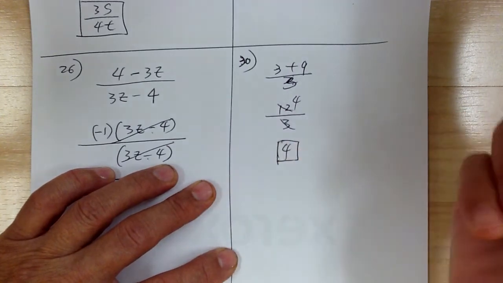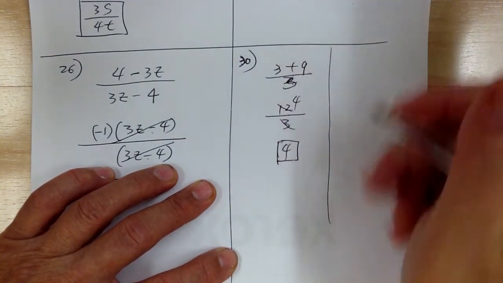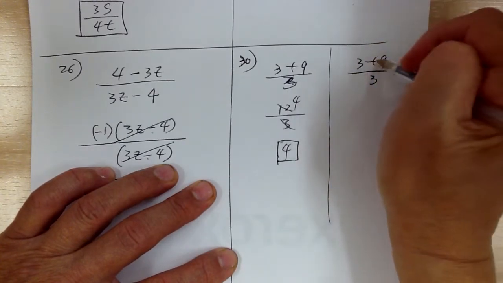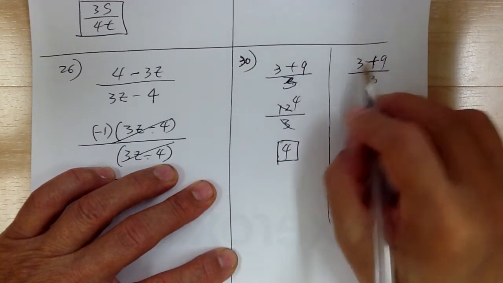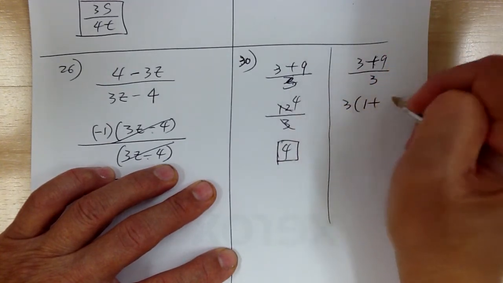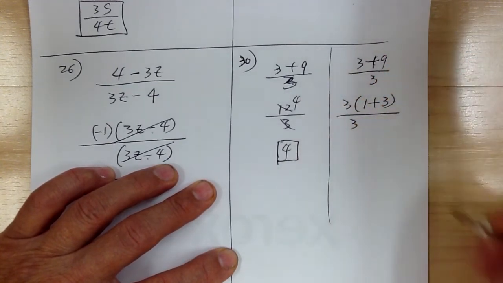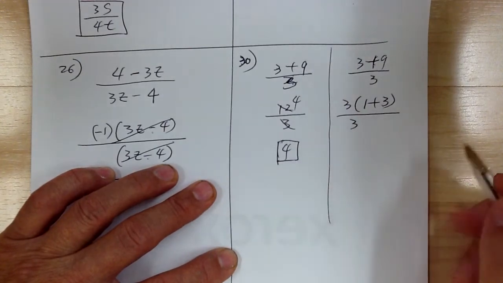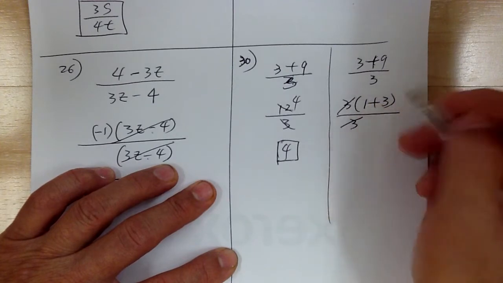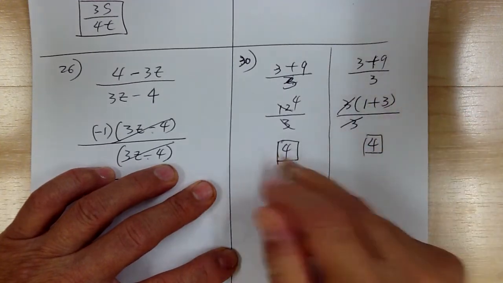Okay. Another way to do it, if you do it by factoring, okay, is 3 and 9 are both multiples of 3. So you can factor the 3. So you get 1 plus 3 over 3. Okay, so that's another way to do it. Okay, and then 3 and 3 cancel out. So your answer would be 1 plus 3, which will give you 4. So you get the same answer.